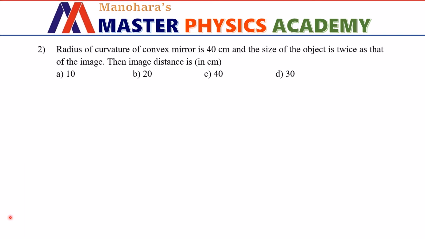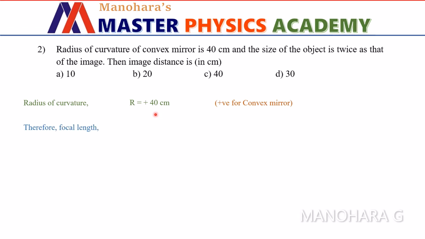The radius of curvature of a convex mirror is 40 centimeter and the size of the object is twice that of the image. Then the image distance is? For a convex mirror, the radius of curvature has a positive sign. Hence, we must write the radius of curvature as +40 centimeter. Now, the focal length of a spherical mirror is half the radius of curvature. Hence, the focal length of this convex mirror is found to be +20 centimeter.